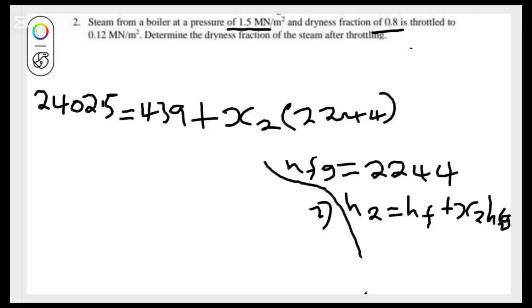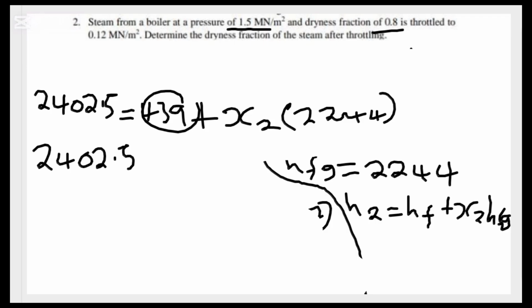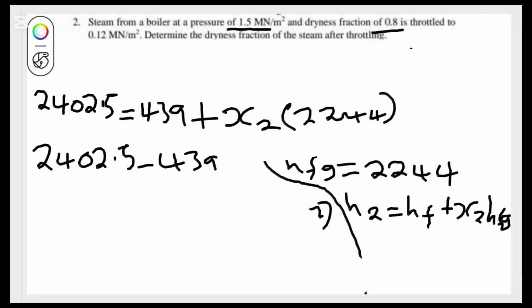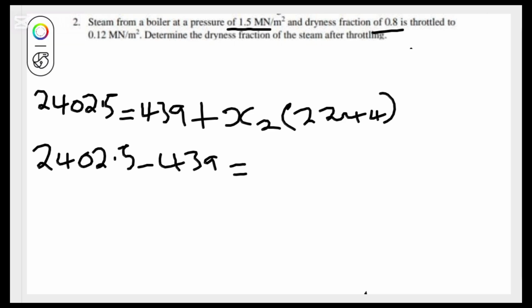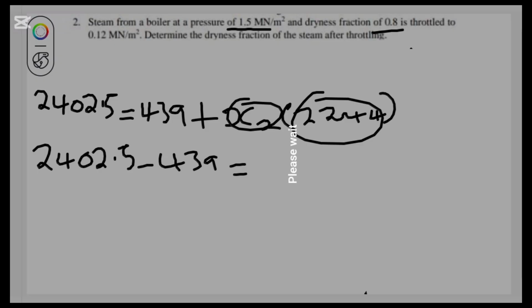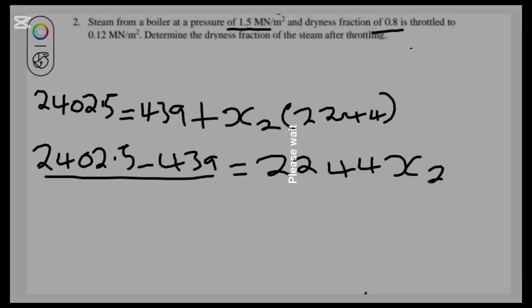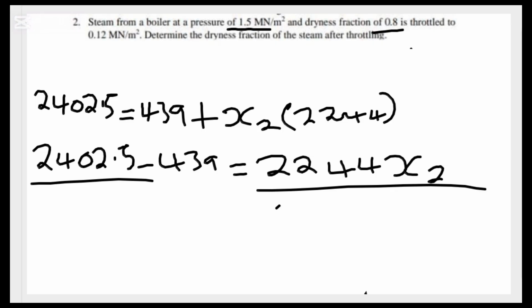Let me open the bracket: 2244. The next thing I'm going to do is keep my 2402.5, and this 439 will cross the equal sign and become negative. So I'll have 439, and this will be equal to 2244 x2. I should just divide both sides by 2244, because I'm looking for x2.